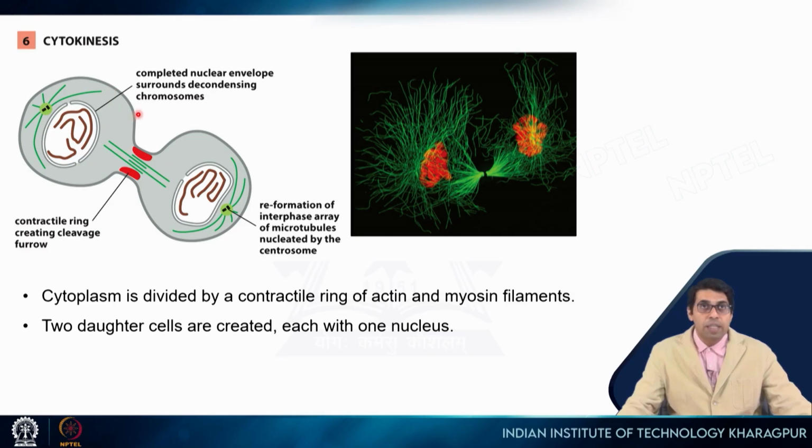Now what remains is the division of the cell. That is cytokinesis. The cell membrane will start invagination like this, and that is triggered by the contractile ring that is formed by actin and myosin filaments.